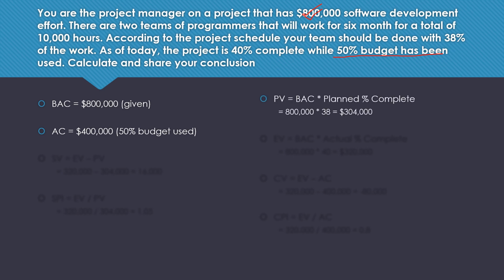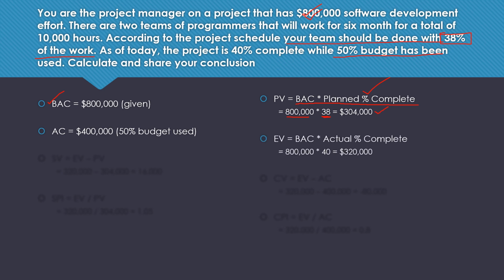Now let's move on. Let's find out PV. PV is the planned value. The formula for PV is BAC times planned percent complete. BAC, as you're aware, is 800,000, so you put in 800,000 here. 38% is what the planned project work should have been done till today. As mentioned here, according to the project schedule, your team should be done with 38% of the work. So this was the planned percent complete. So you enter 38 here, and the value for PV that you get is $304,000.